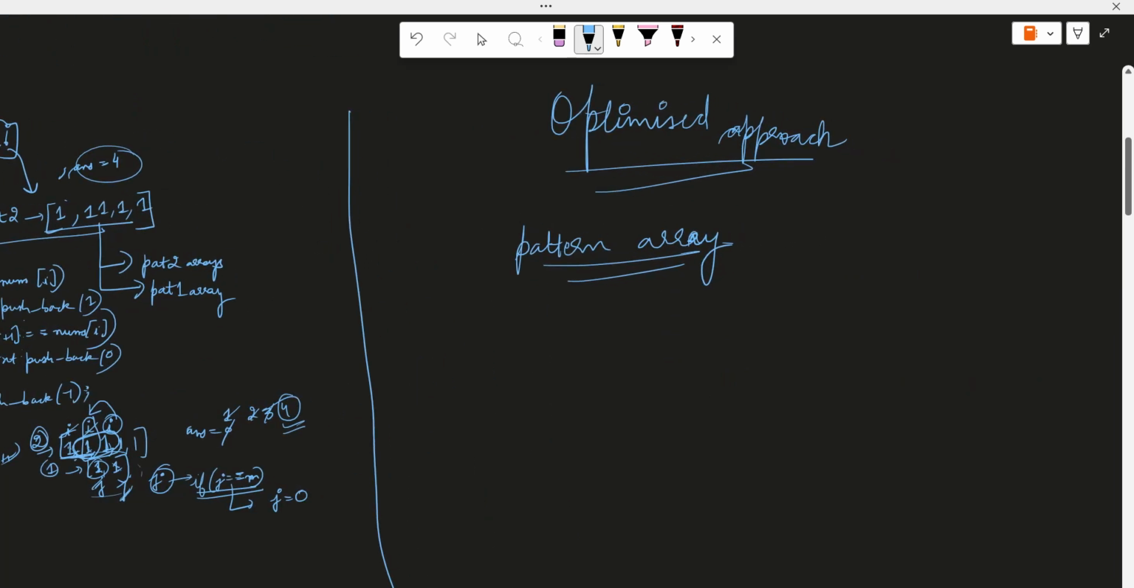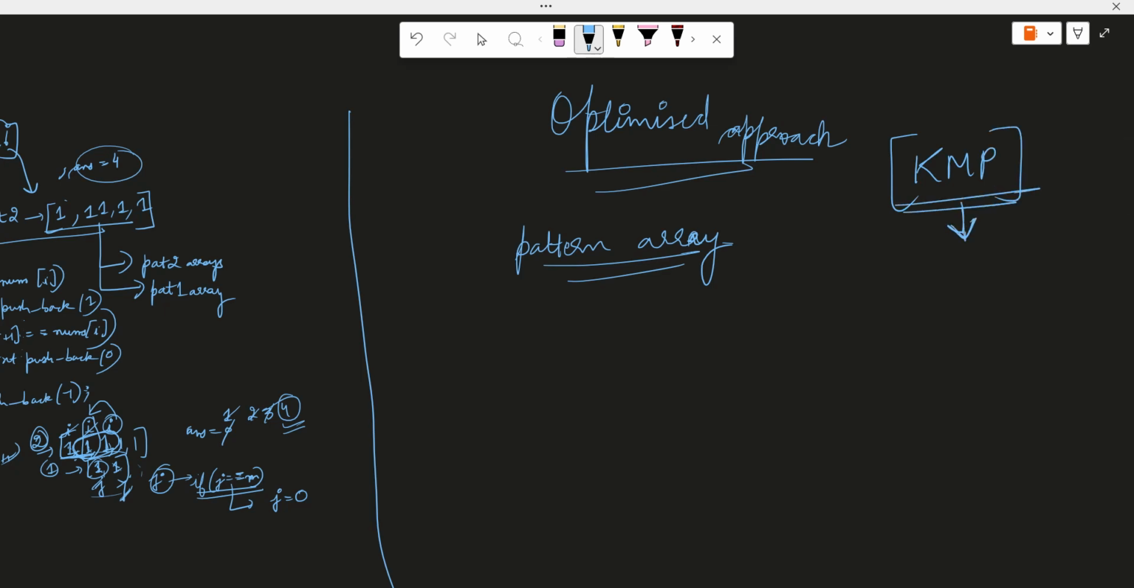Basically the idea is to use the KMP algorithm, which is the most famous algorithm for pattern matching problems. We'll be using the basic idea of the KMP pattern matching algorithm. So what we need to do is consider a pattern array for LPS. We need to make an LPS array. Now let me introduce what LPS is.